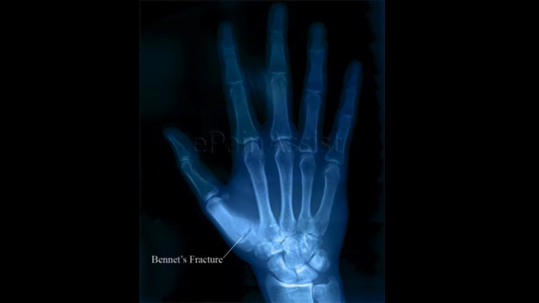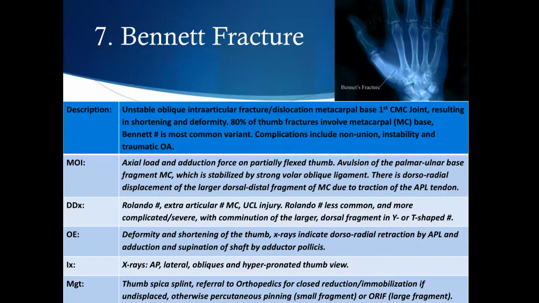The proximal palmar fragment is stabilized by the strong volar oblique ligament and is held stable. The larger distal fragment is displaced dorsally and radially by traction from the abductor pollicis longus tendon.